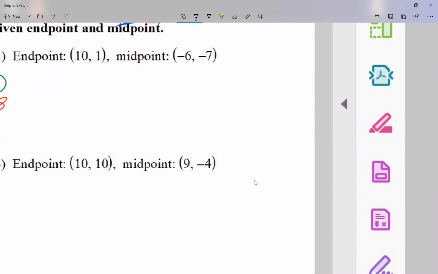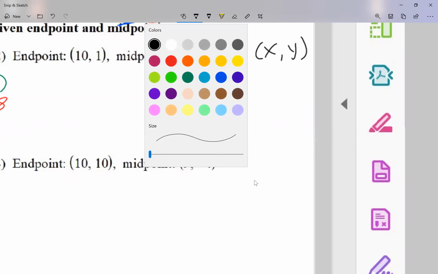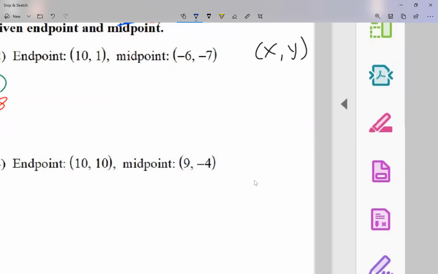Right, the endpoint that I'm looking for, I don't know what it is, so I'm just going to call it x and y for right now. Let me deal with the x values of my endpoints, 10 and x. If I add my x values divided by 2, it's going to give me the x value of my midpoint, which in this case is -6.